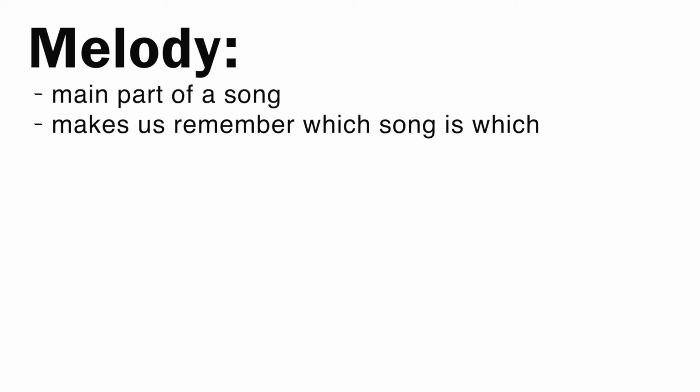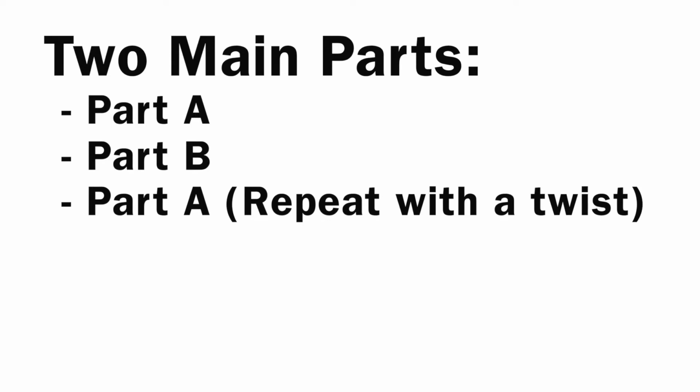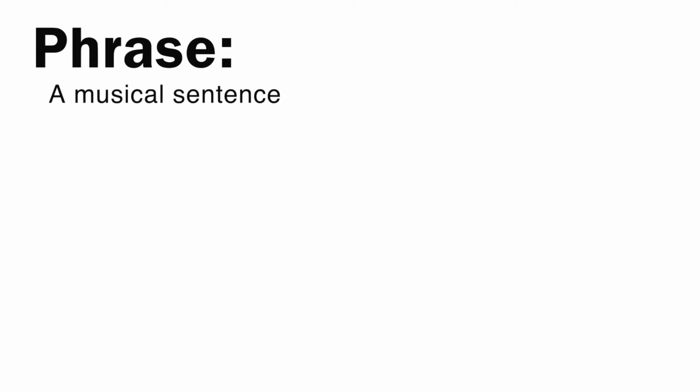Next, we will be learning how to play the melody of this song. A melody is the main part of the song that makes us remember which song is which. It's like a personality. As I mentioned before, this song has two main parts, part A, part B, and then we repeat part A again in the end with a little twist. In part A, there is one phrase that we need to remember, and we will play it twice. A phrase is like a sentence.